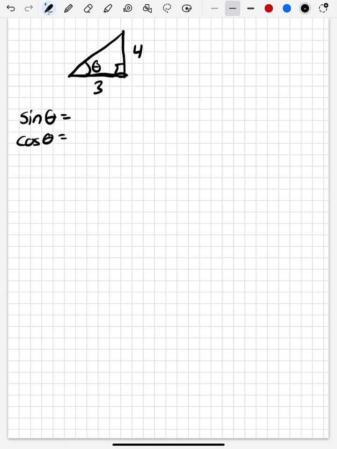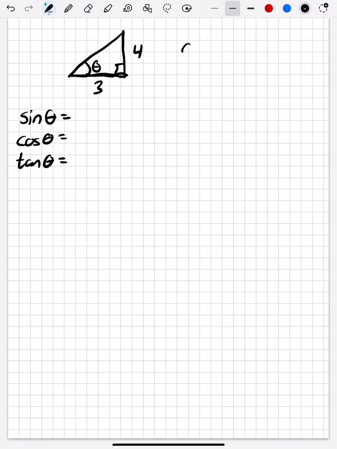We want to be able to tell what's the tangent of theta, and so on. So we'll do all 6 that we just covered. But the first thing we need to be able to find is the hypotenuse, right? We don't know what that is. Okay, so we can find that using the Pythagorean theorem.